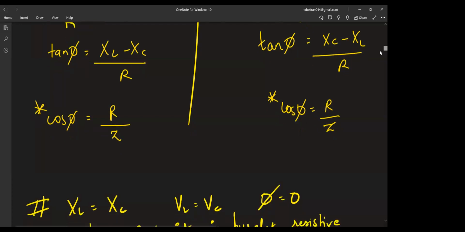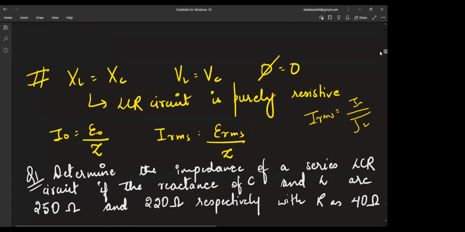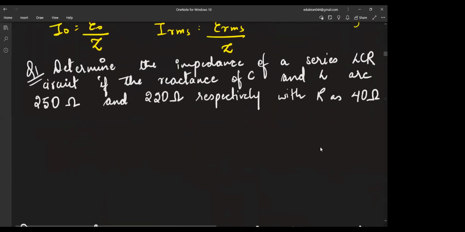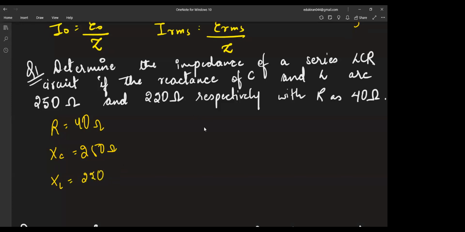Let's practice some questions. Questions we didn't practice, no? Okay, note down this question. Determine the impedance of a series LCR circuit if the reactance of C and L are 250 and 220 ohms respectively, with R as 40. So you have all the data with you. The resistance is given as 40 ohms. XC is given as 250 ohms and XL is given as 220 ohms. See, XC is greater than XL here, right?